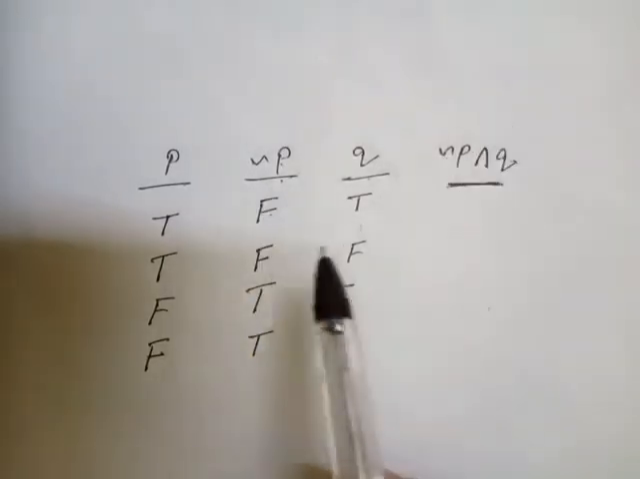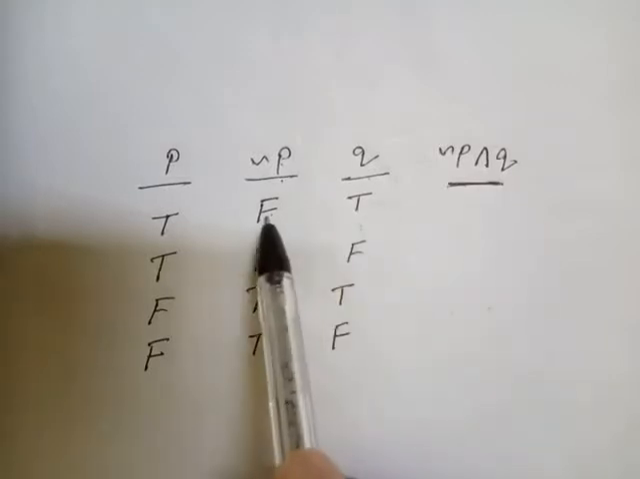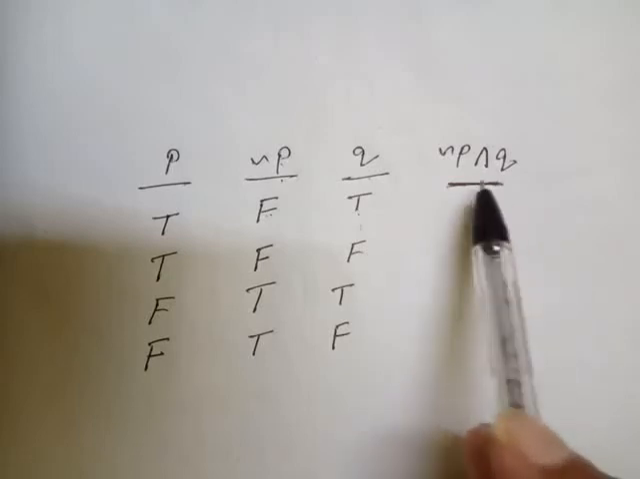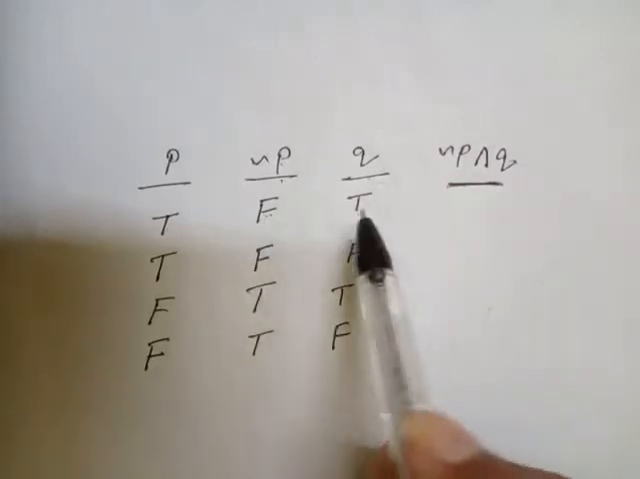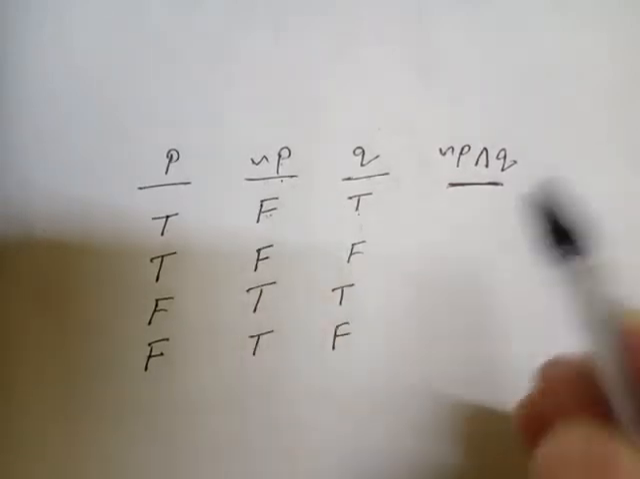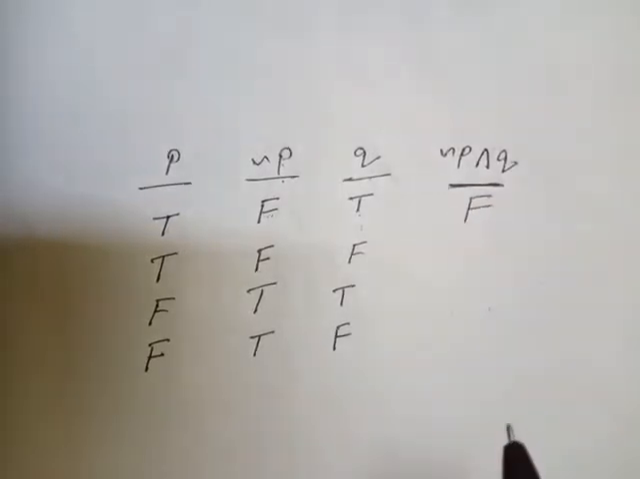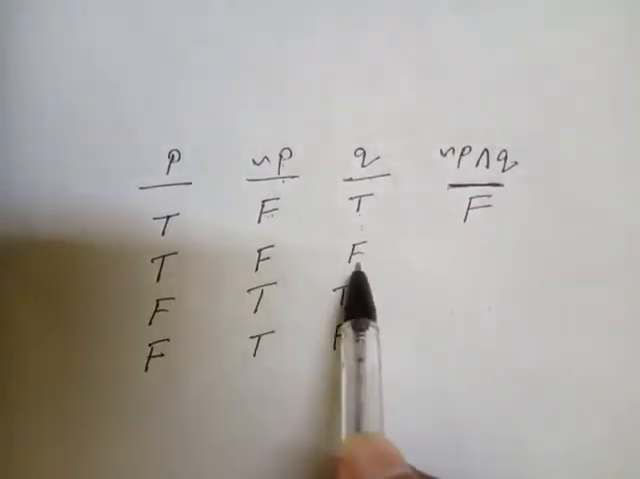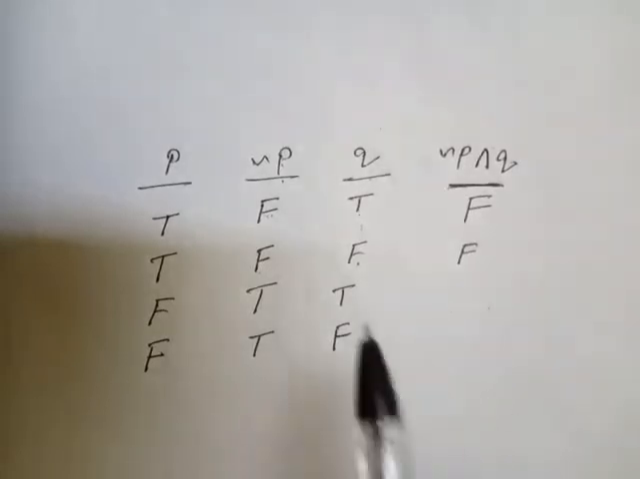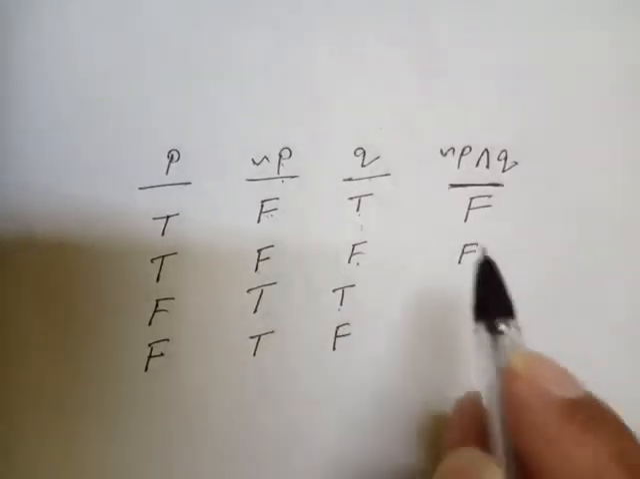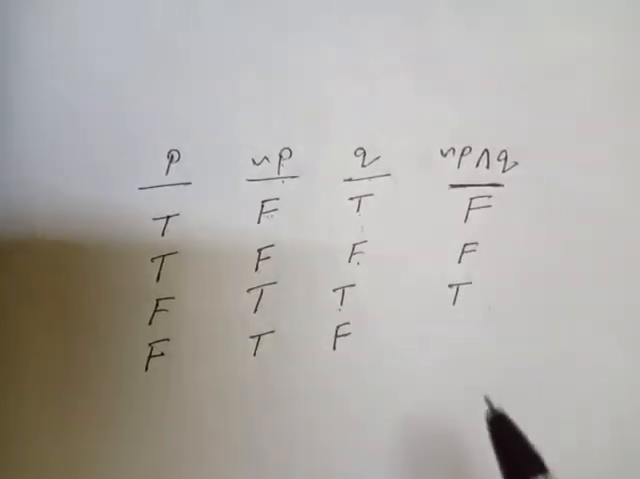Now look here, false and true. Between these two statements, we need to find out the conjunction: false and true, which means false. True, false is false in the conjunction. Again, false, false is false in the conjunction. True, true is true in the conjunction.